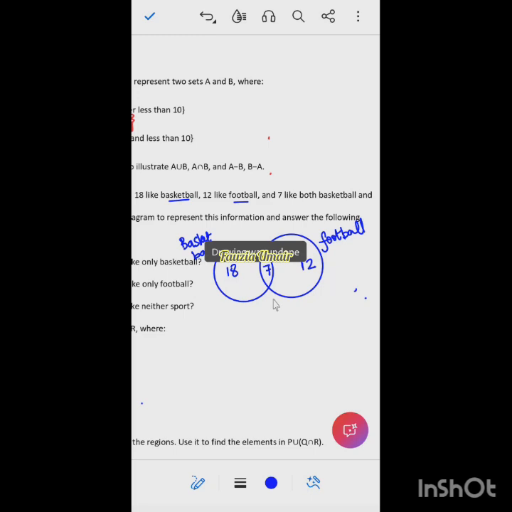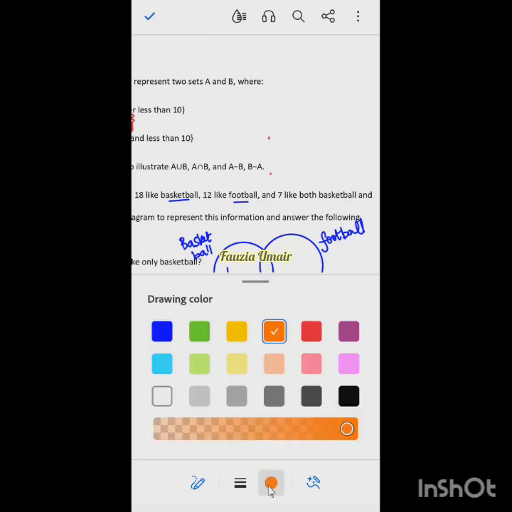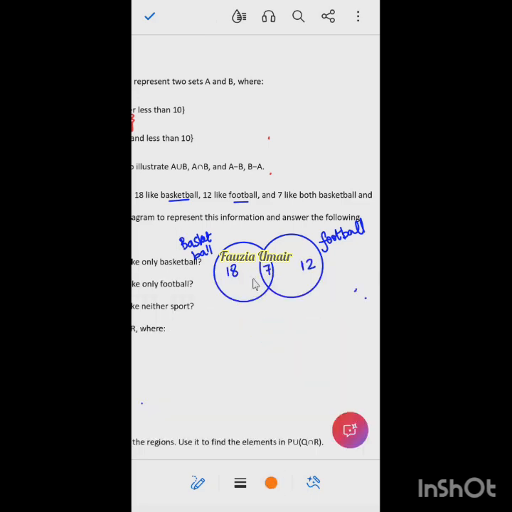Ma'am, the total students in the class are 30. But if we write like this, the information of the question is 18 students like basketball, 12 like football, and 7 like both. If we add them all, it becomes 37 students. So what's the problem? What is the thing we have missed?